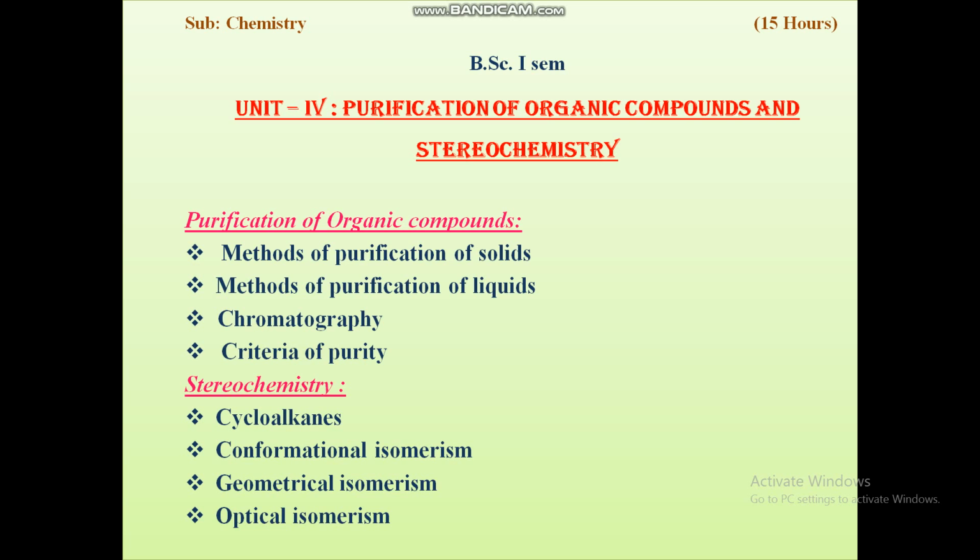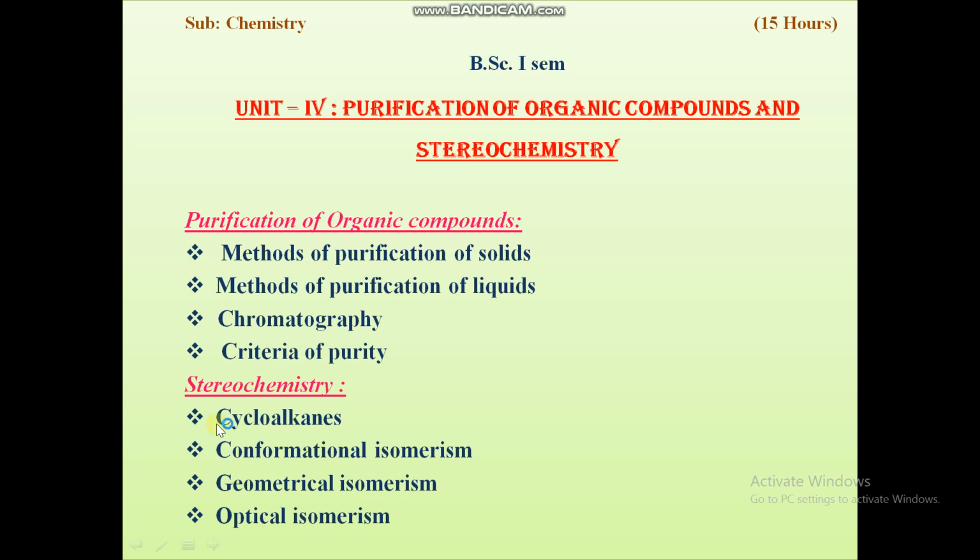And the next part is stereochemistry. In stereochemistry, the first one is cycloalkanes. In cycloalkanes we are going to study Baeyer strain theory, calculation of angle strain, Sachse-Mohr theory of strainless rings, chair and boat forms of cyclohexane, axial and equatorial bonds.